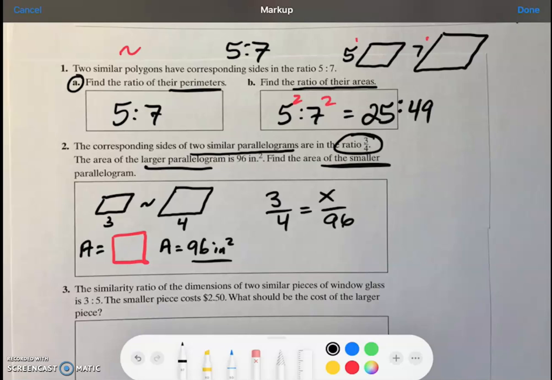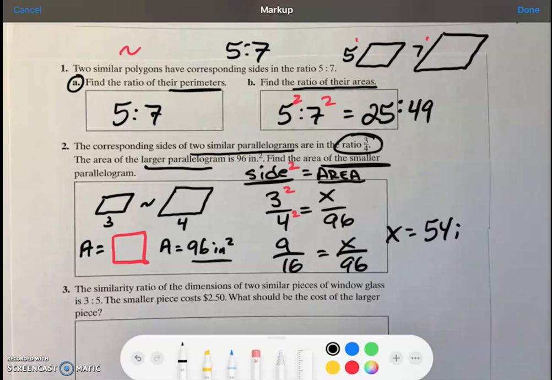That's your proportion. However, before you cross multiply it, this is a side ratio, the 3 to 4. This is an area ratio. In order for the area ratio and the side ratios to be equal, you've got to square these numbers. So we are going to square these here before we cross multiply. So this will be 9 over 16 is equal to X over 96. Now once you're there, you just cross multiply and get your answer. I'll just do this real quickly. The answer should be for the smaller area, 54 inches squared. But you've got to remember, this is the key, to square the side ratios in order for it to equal the area ratio.